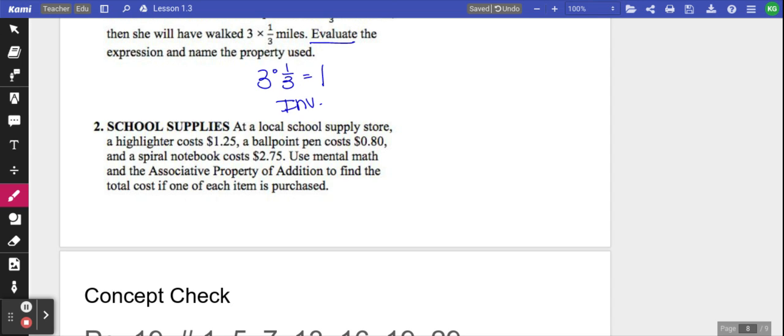At a local school supply store, a highlighter costs $1.25, a ballpoint pen costs 80 cents, and a spiral notebook costs $2.75. Use mental math and the associative property of addition to find the total cost if each one of each item is purchased.